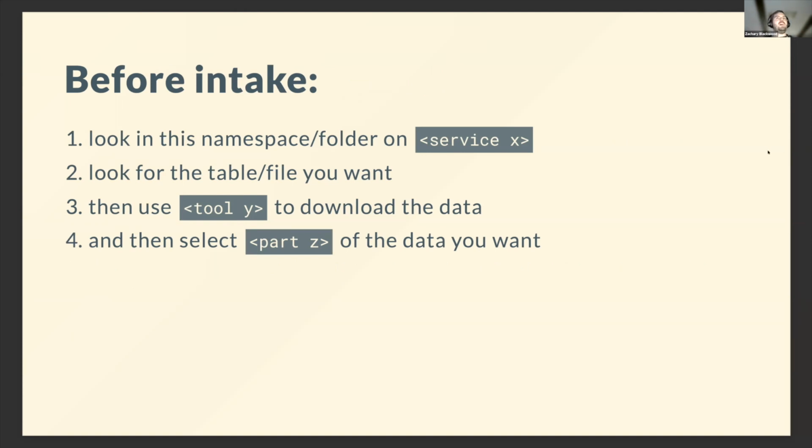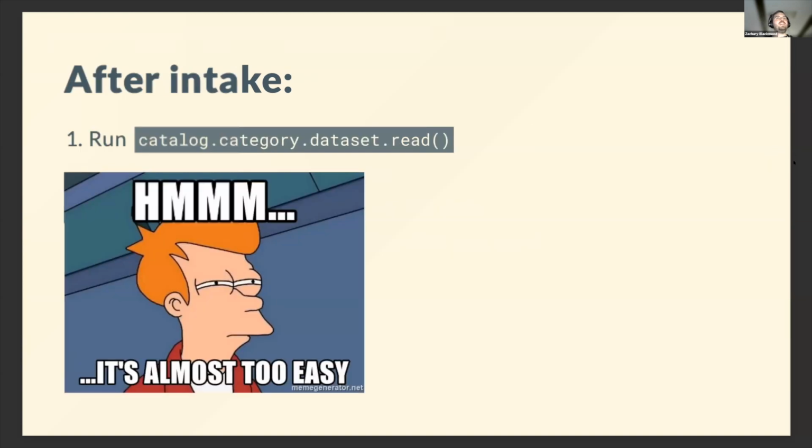And once we started using Intake, the steps were: call this Python API, catalog.category.dataset.read, where category and dataset are the names of your entries. And it really is that easy. And this was a huge game changer for us. It gives you access to this data as a pandas data frame, or a Dask data frame, or other various formats.